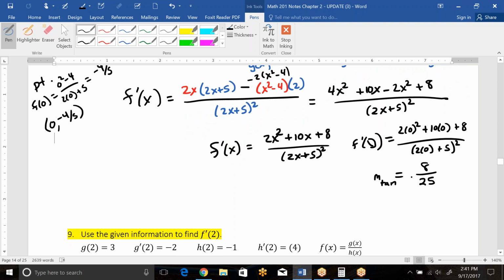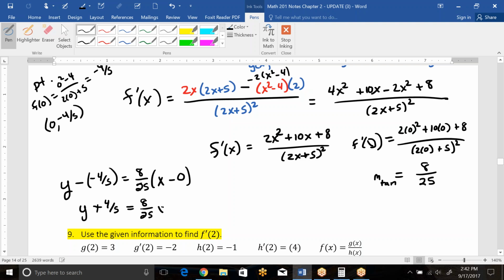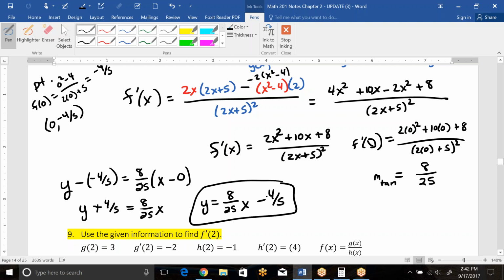Once you have your point and your slope, remember this is a point on the original equation, we can find the slope of that tangent line. We've got that. We've got the point that it's going to touch. We can now find the equation. So y minus the y value of the point equals the slope times x minus the x value of the point. That's just going to be y plus 4/5 equals 8/25 x. 8 times 0 is just going to be 0, so that guy's going to be gone. And we just need to subtract over the 4/5. So this is y equals 8 over 25 x minus 4/5. So there's the equation of the tangent line.